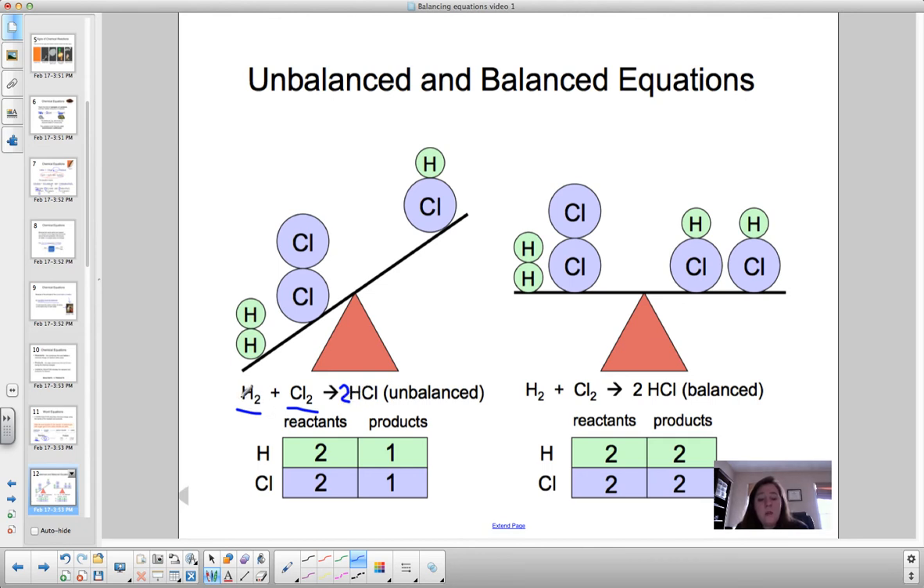So we can leave these ones alone because we already have one of these. You don't have to put a 1 out here. Those are just understood. But we do have 2 of these HCl's, and this should help to balance things out. As you're seeing over here, it's now a balanced equation by putting a 2 in front of here. Hopefully that makes sense.